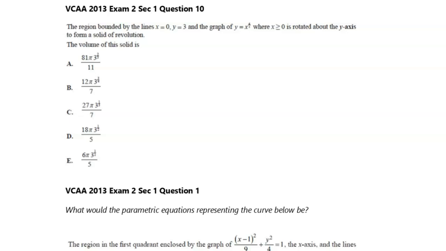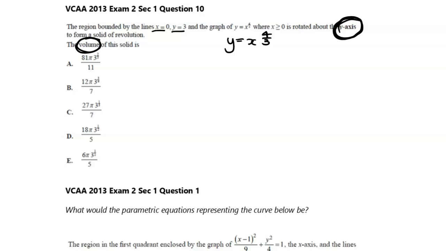Okay, we've got an exam 2 question, so that is CAS allowed. We've got a region bounded by the lines x equals 0, y equals 3, and the graph of, that one's a little hard to read, it should say y equals x to the 4 over 3. We're told x is greater than 0 and it's rotated about the y-axis, so really important to note. We're also asked about the volume.